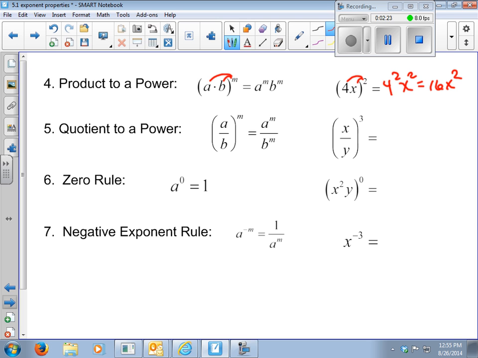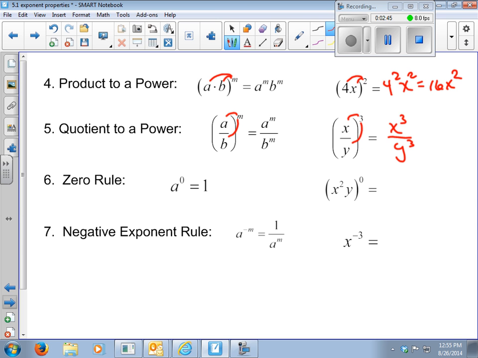Quotient to a power will be just like product to a power. You're looking at a fraction instead, a over b all raised to the m. Again, you get to go backwards, backwards to everything you see on the inside. A to the m over b to the m. Your sample here, going backwards to both, x to the third over y to the third.